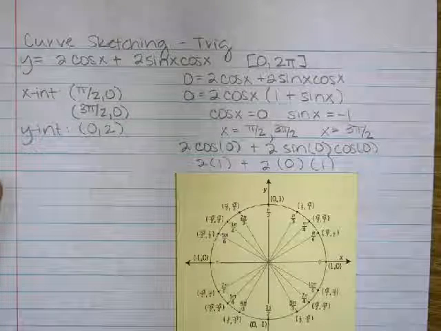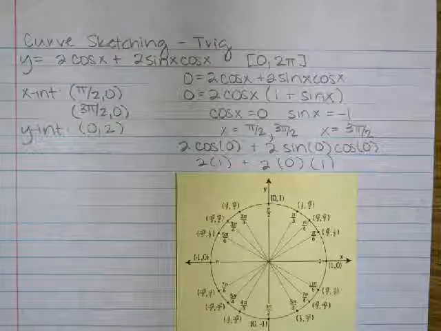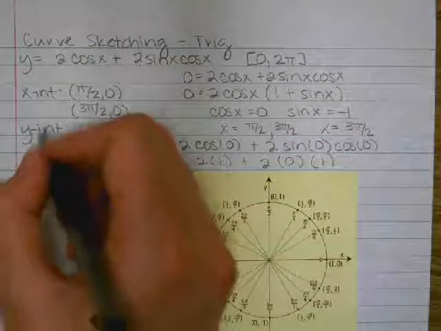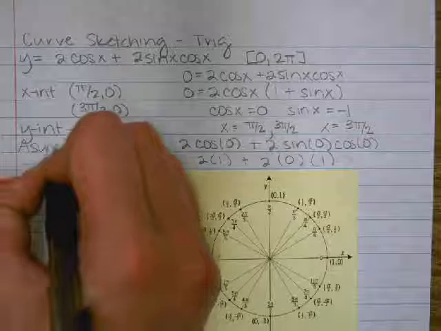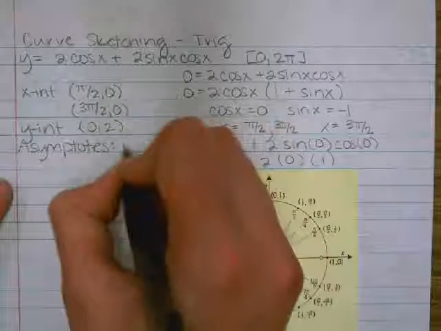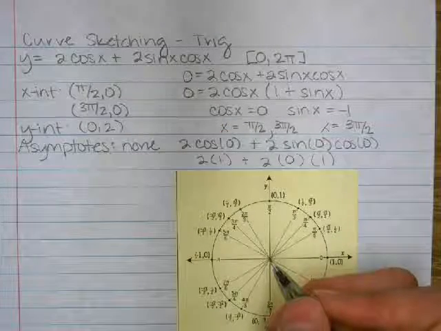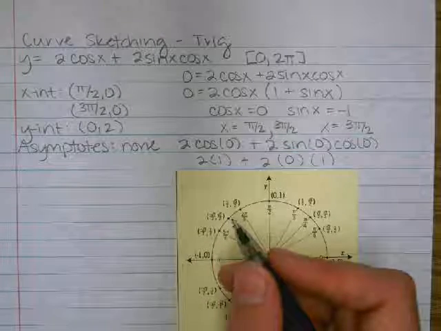And then since this function doesn't have anything that would concern me as far as asymptotes go, it's not a fraction, so there's no way that the denominator would be 0, since there is no denominator. For asymptotes, I'm going to say none. The other reason is because this is not a tangent graph. Tangent graphs do have lots of asymptotes in them. I'm not too worried about that with sine and cosine.